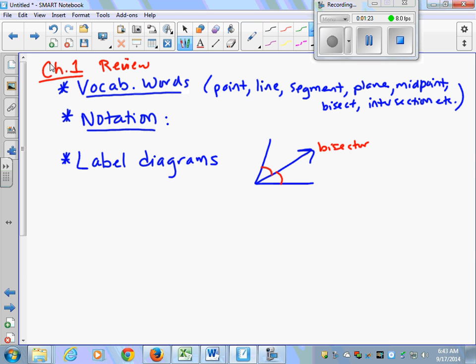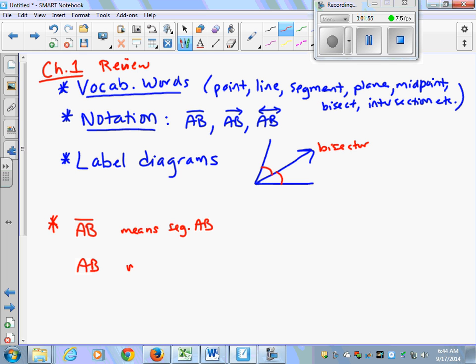Basically, the notation, you've got segment, you've got ray, you've got line. Be clear on all of that notation. The other thing you need to make sure you understand about the notation is that when you have AB with the segment symbol, it means the segment itself. When you have AB with no symbol, it means the length of AB.